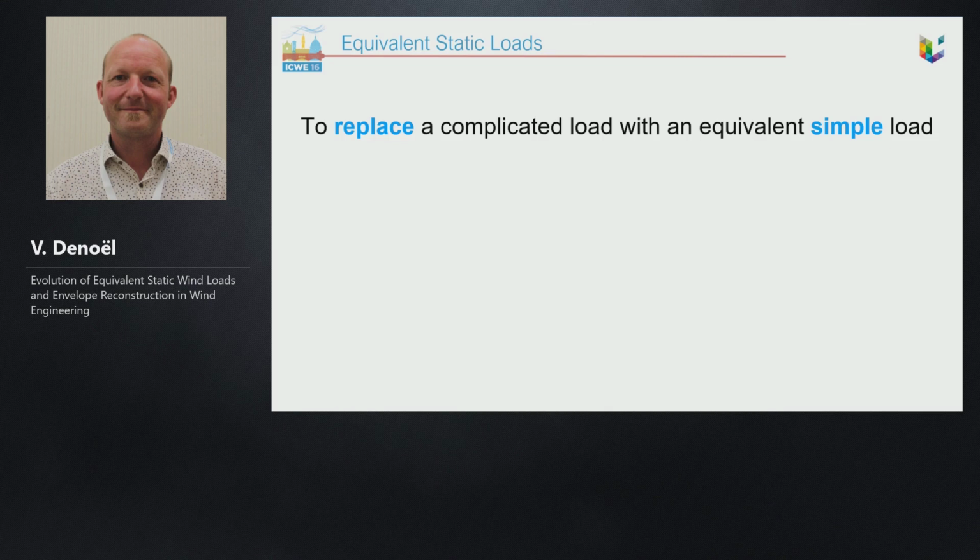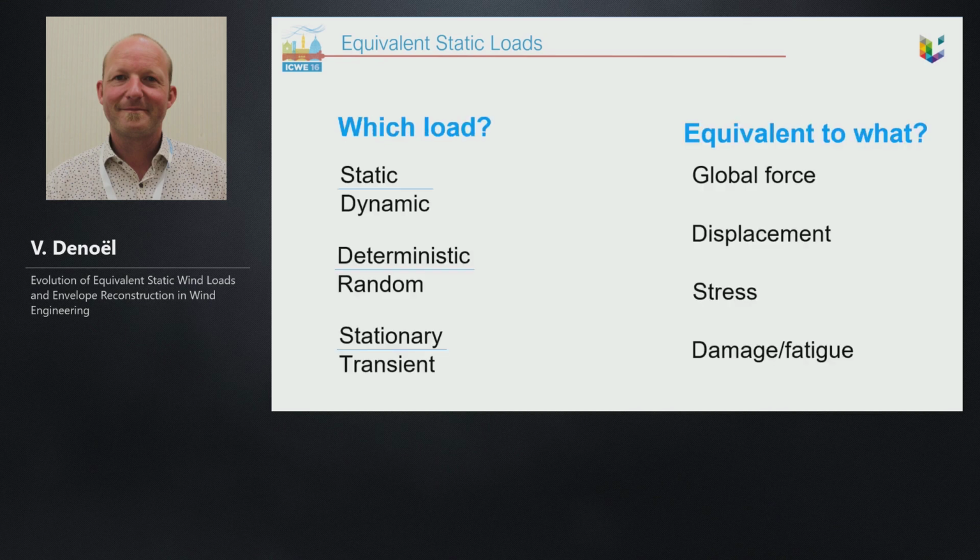Well, what is the idea behind equivalent wind loads? The idea is to replace a complicated load with something simple, something that we can calculate and manage simply, and must be equivalent in some way, so produce the same effect of that. But the framework is complicated because a load can be static or dynamic, can be deterministic or random, stationary or transient. And we want to compare that with something in which terms? Equivalent to what? Global forces, maybe? Displacement field, maybe is the most common choice, stress, damage, fatigue, and so on.